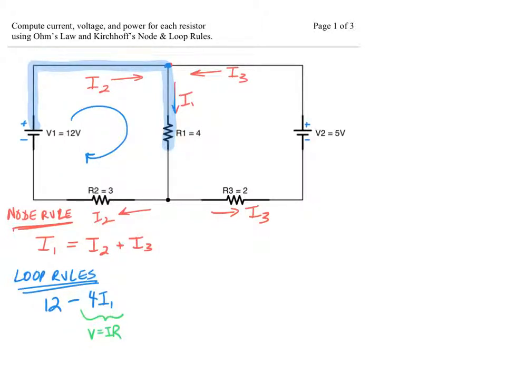So since the 12 was a voltage, I can only add or subtract other voltages. Apples to apples, oranges to oranges. So I have a minus 4 I1 going through that resistor. Then I'll come through here, and this is going to be a 3 ohm resistor, and I'm going again in the assumed direction of current flow, so that's negative 3I2. All right, and then back up to battery, and that means equals 0.